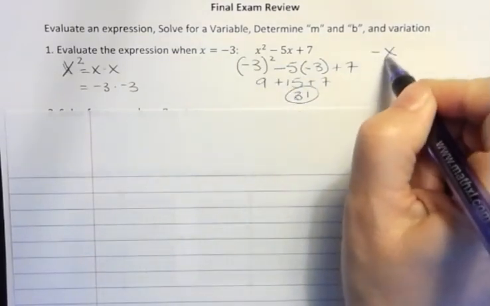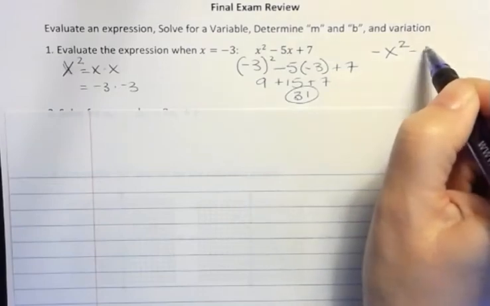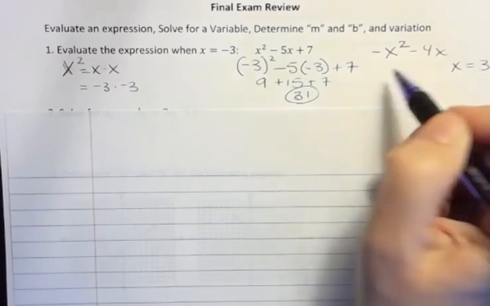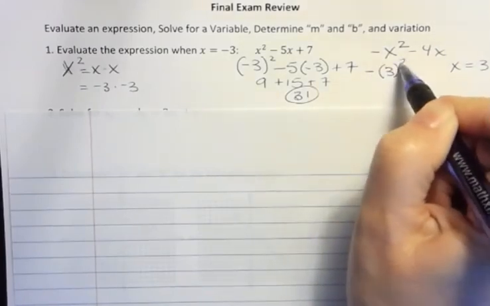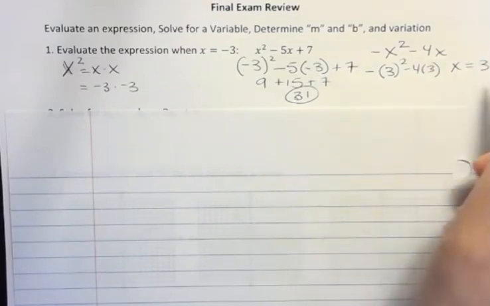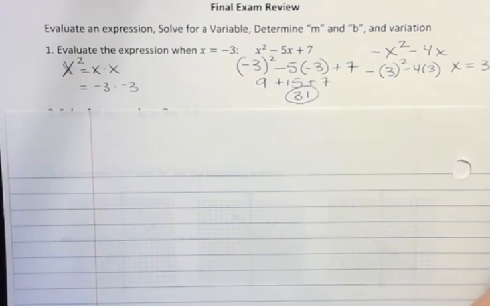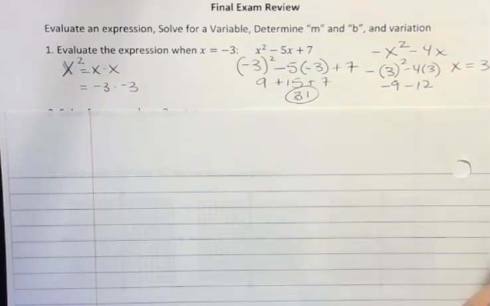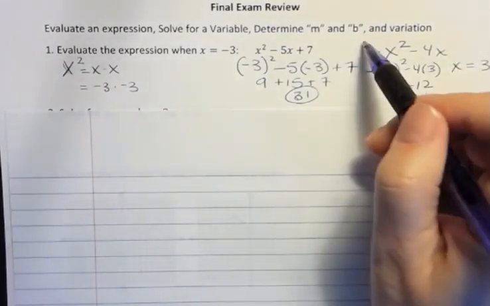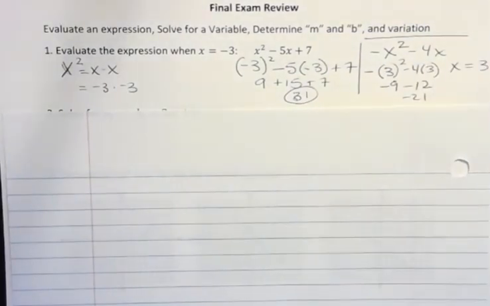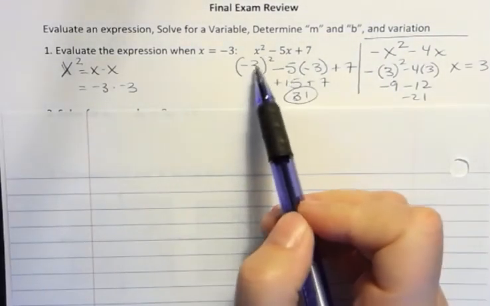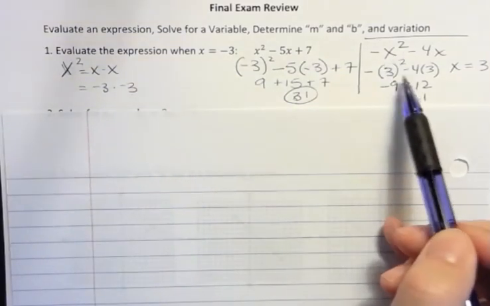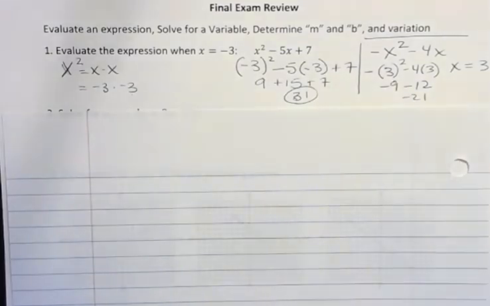Let's say I had this, -x squared minus 4x, and I told you that x equals 3. Well, now I have a negative out front, but I have 3 squared. So see, I'm still putting the parentheses around the value, but that negative was not part of that. So in that case, -3 squared would be -9. And then you'd have -12 and -21. This is a different problem, so you have to look and see what problem you got. If you have x squared and your x value happens to be negative, that goes inside the parentheses. If you have -x squared and your x value is positive, then the negative is outside the parentheses.